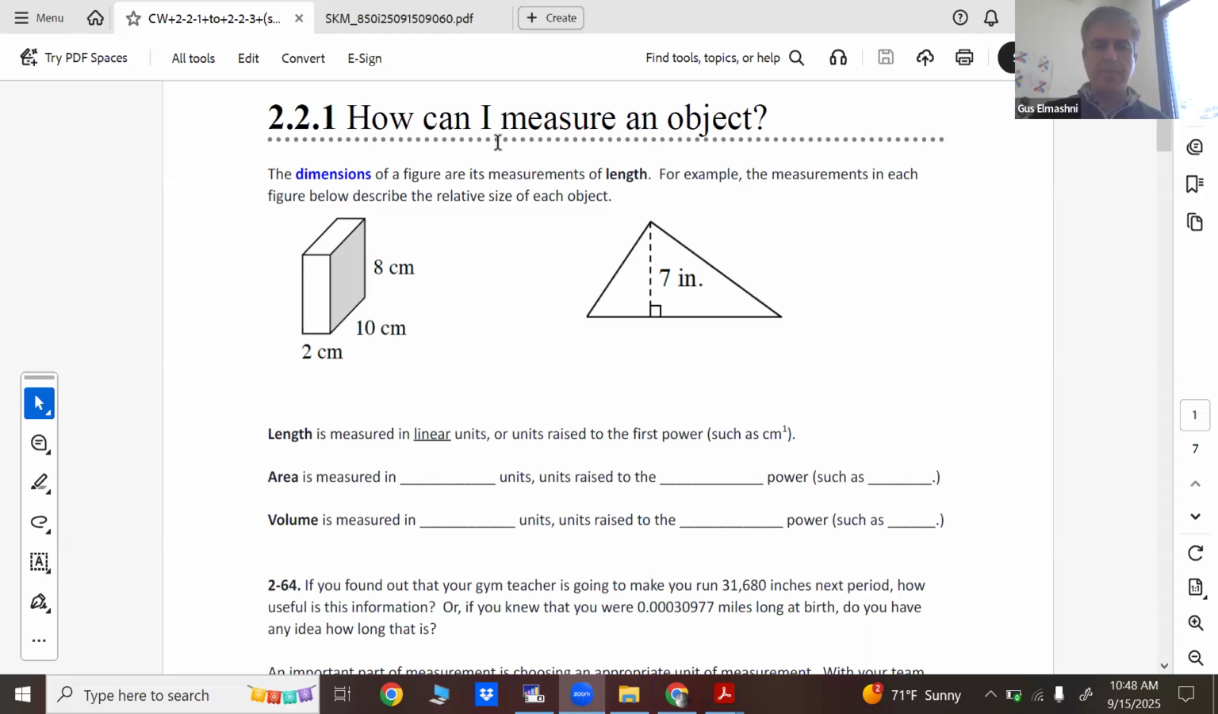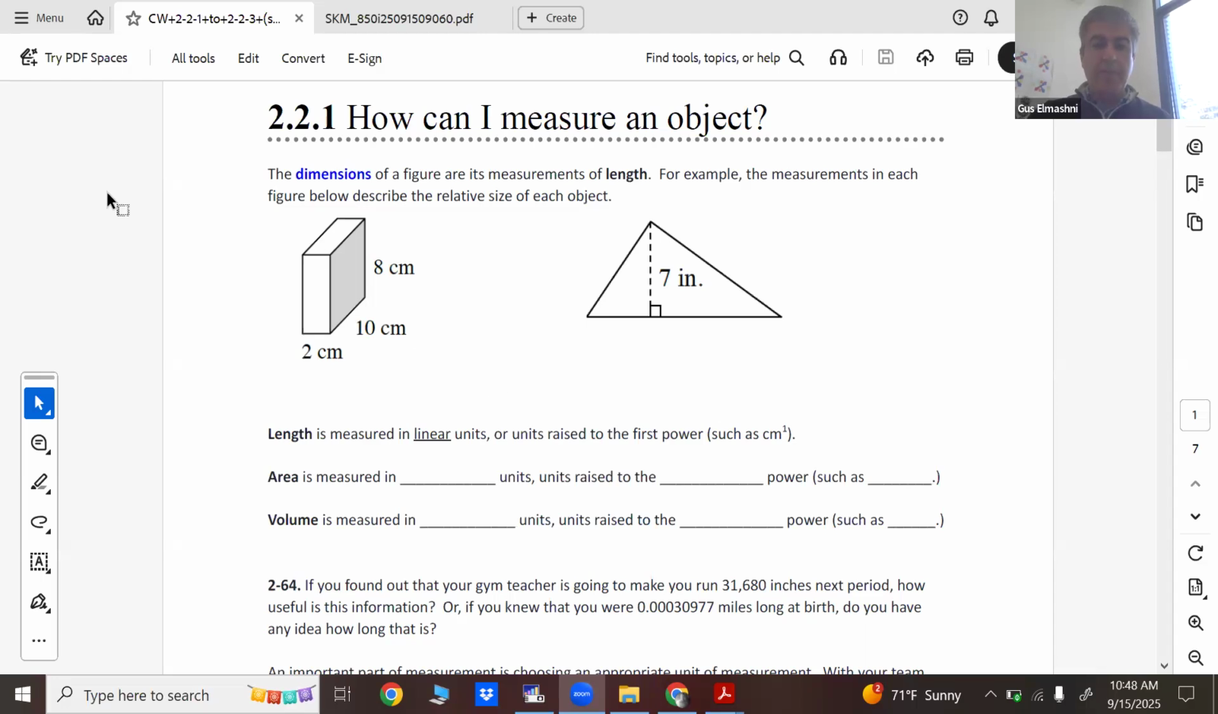The dimensions of a figure are measurements of length. For example, the measurements of a figure below describe the relative size of each. Here you have a block. It's 3-dimensional, like 2 by 10 by 8. Here you have a triangle, height is 7. Length is just a measure in linear units. Sometimes we use inches, centimeters, meters, feet, whatever. And it's only raised to the first power, so we don't put an exponent next to it.